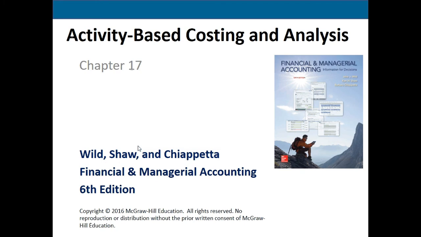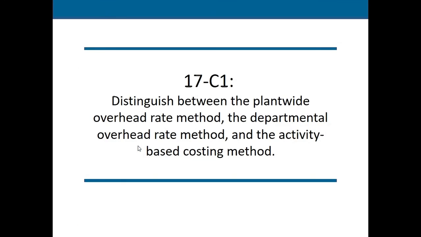In this chapter, we're going to talk about activity-based costing. Just to give you a head start on this, really what we're focused on in this chapter is how to allocate overhead. If you recall from previous chapters, when we're talking about product cost, we're talking about direct material, direct labor, and factory overhead.